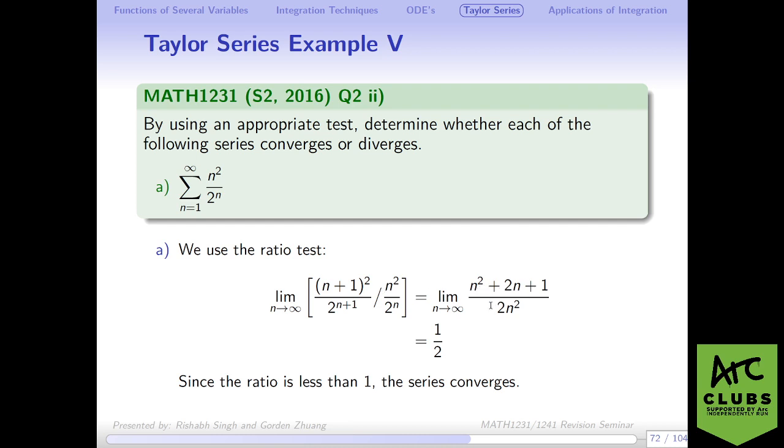Since we have n squared terms, this plus 1 becomes insignificant, and so our limit becomes 1 over 2. So that means our ratio is 1 over 2, which is less than 1. So by the ratio test, this series converges.